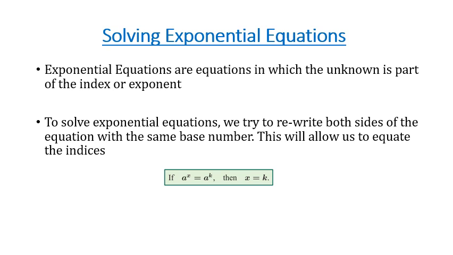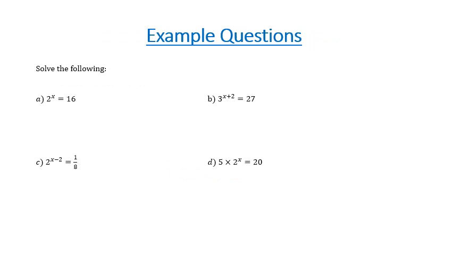And this will allow us to equate the indices. So for example, you can see in our little equation here, both sides of the equal sign have a base number of a. If they've both got the same base number, then simply the indexes must equal each other. So we're going to do a few example questions where we rewrite the equation so that we have the same base number on both sides of the equal sign.